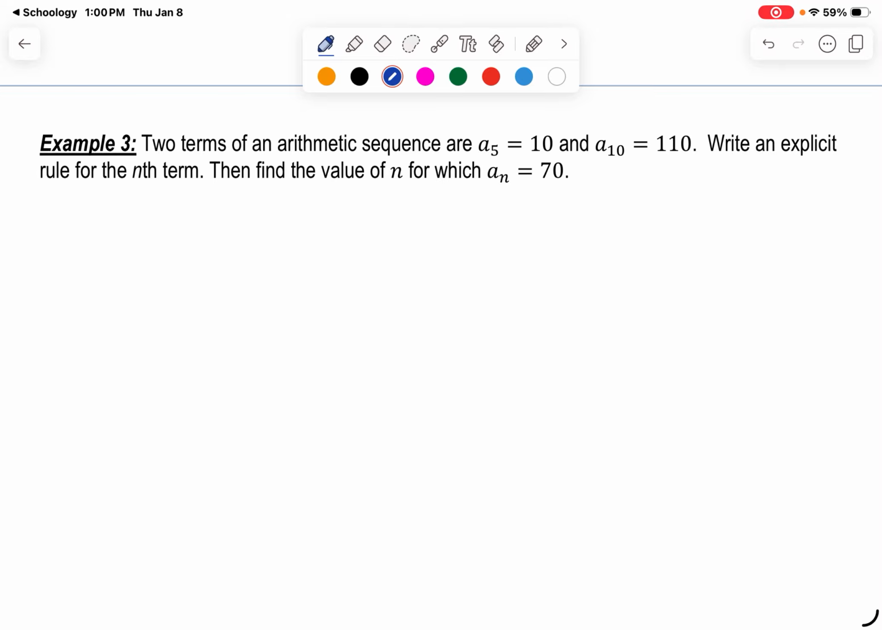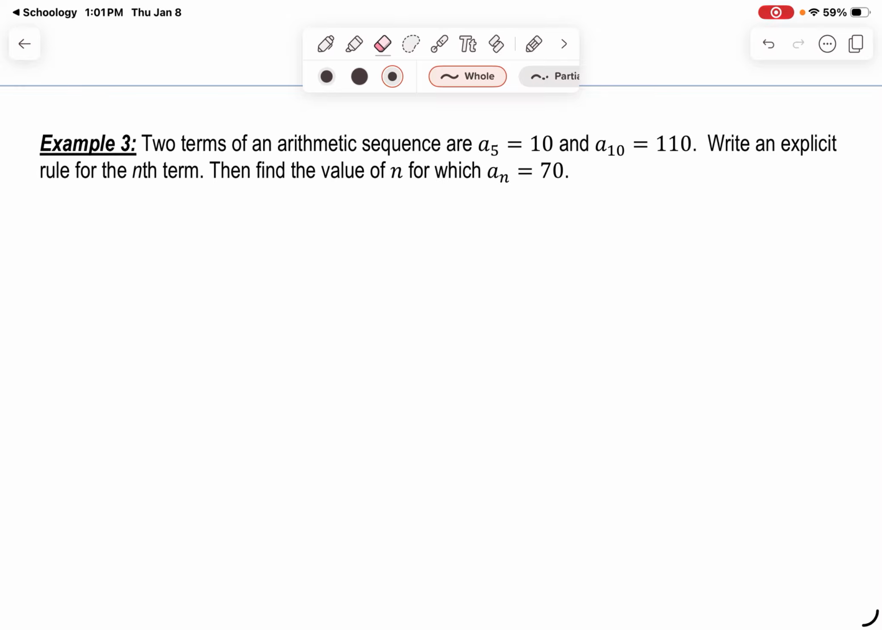So there are multiple ways of doing this, okay? I personally see an easy way to do this, and then I see, well, both are easy. I could write a system, two equations with two variables, right? I know that when I plug 5 into my formula, I get 10. And I know that when I plug in 10, I get 110. So I can write two equations with two variables, and I can write a system and solve it. We know how to do that. That's algebra 1. But there's an even easier way.